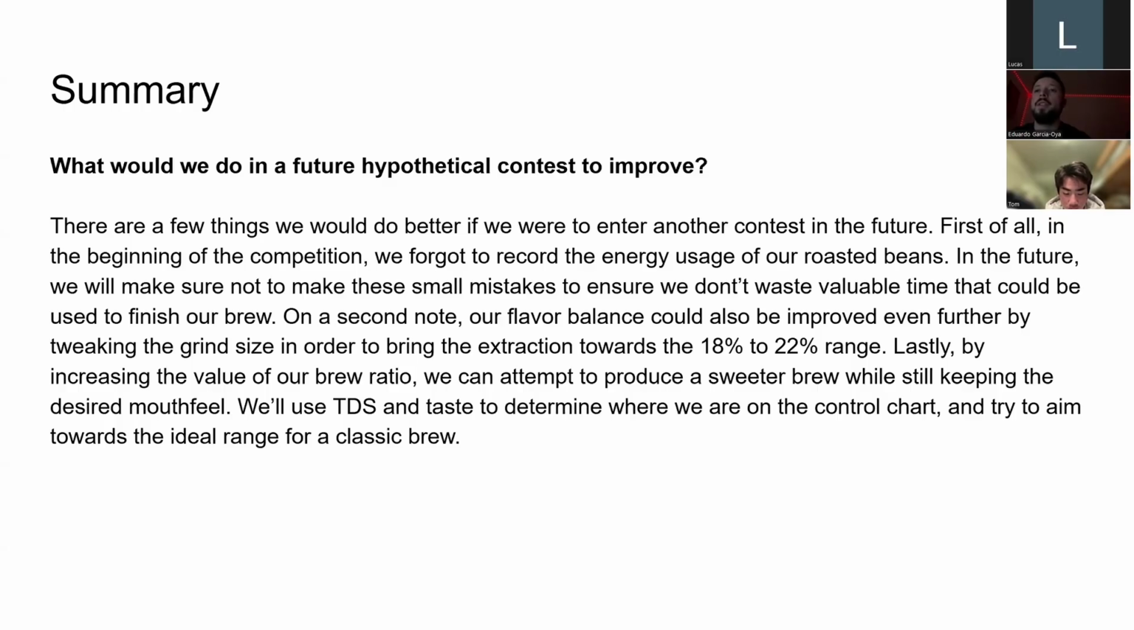by tweaking the grind size in order to bring the extraction towards 18 to 22%, which is the sweet spot. Lastly, by increasing the value of our brew ratio, we can attempt to produce a sweeter brew while still keeping the desired mouthfeel and body. We'll use TDS and taste to determine where we are on the control chart to try to aim for that classic brew that everyone desires.